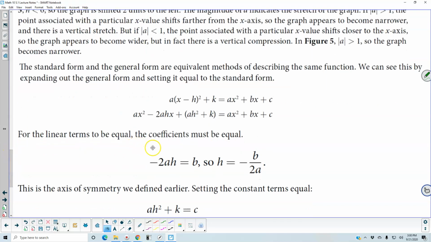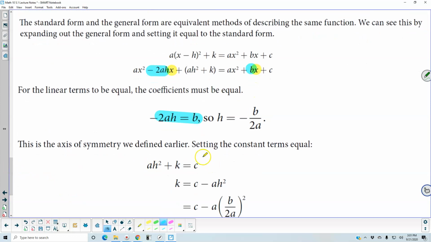Now, for the linear terms to be equal, the coefficients must be equal. So we can say that negative 2ah is equal to the value of b over here. What it's saying here is that this has a variable x and that has a variable x. And so we can set the coefficients negative 2ah equal to b. And then if we solve for h, we can divide both sides by negative 2a. And that gives us the axis of symmetry as we defined earlier. Now, if we set the constant terms equal, what are the constant terms? Well, the constant terms are ah squared plus k, and we're going to set that equal to c.